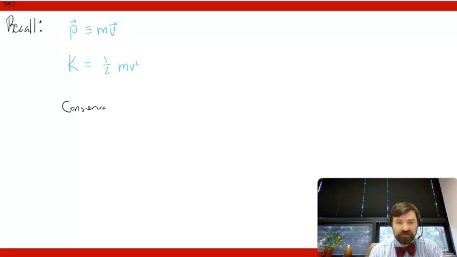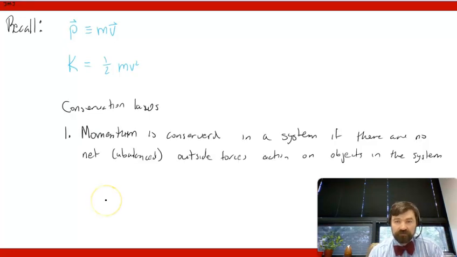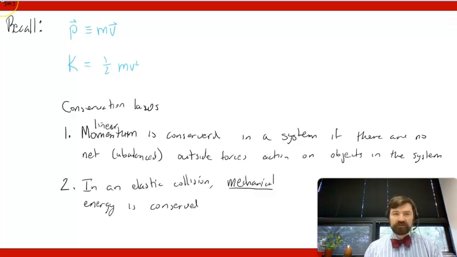So the conservation laws basically state the following. First, linear momentum is conserved if there are no outside forces acting on your objects in your system. Second, in an elastic collision, mechanical energy is conserved.